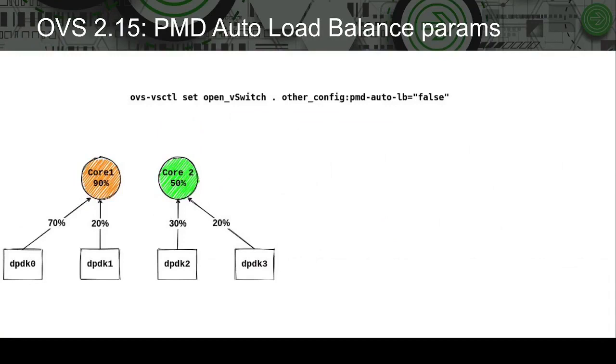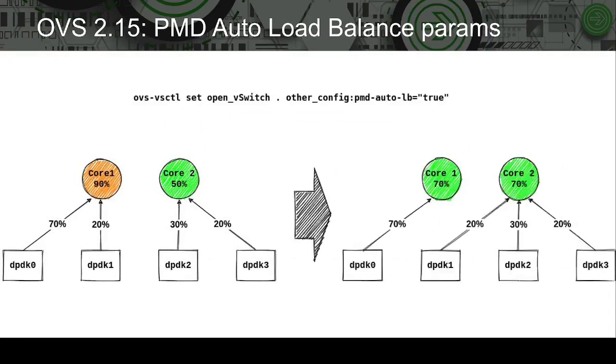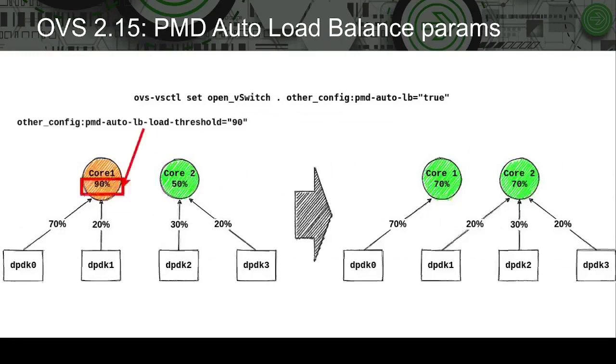And these decisions may vary depending on setup, or at least the user may want them to vary. So we've added some user parameters. So we've always had the true or false to turn it on, because it's off by default. That's an existing parameter. But the first new parameter we've added is the load threshold. So how loaded should a PMD core be before we consider that we might want to trigger reassignments?